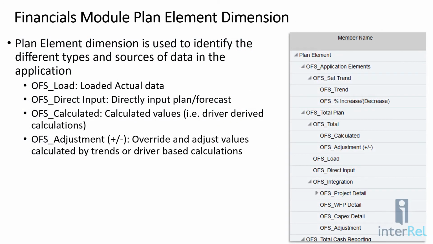By default, the system creates a plan element dimension. This dimension is used as a means to layer the data to identify the source. There are members for loaded data, input data, adjustments, etc. There are also members to receive data from other integrated modules. For example, you may receive salary and benefit expenses from the workforce module.